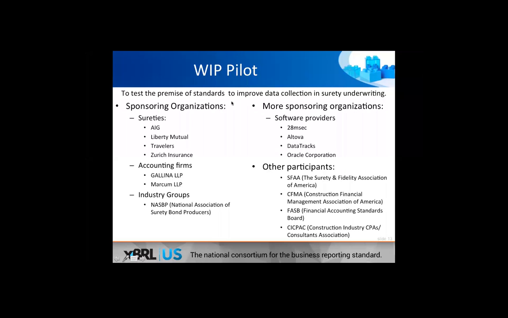And as you can see, we've had a ton of participation. We've got sponsoring organizations, we have participating organizations. The interest level and the number of people that have been involved in the creation of the taxonomy and the preparation of the WIP pilot has been tremendous and very consistent over time. The sponsoring organizations from the surety side of the business, AIG, Liberty Mutual, Travelers, and Zurich have been very strong leaders in what we've done.